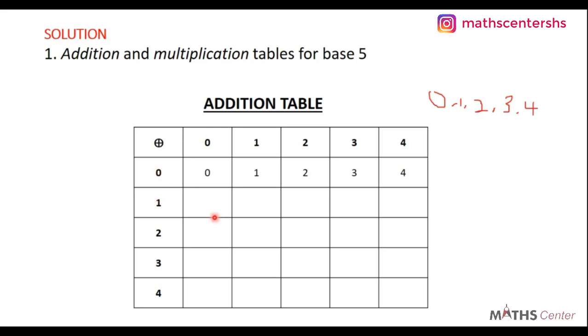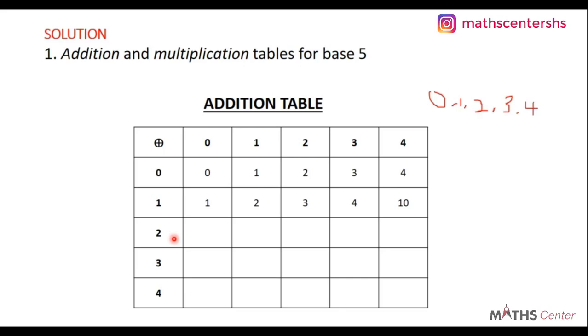1 plus 0 is 1. 1 in base 5 is 1. 1 plus 1 is 2. 2 in base 5 is 2. 1 plus 2 is 3. 1 plus 3 is 4. 1 plus 4 is 5. Now we know that 5 in base 5 is 1 remainder 0. So 1 remainder 0. Now I hope that is clear.